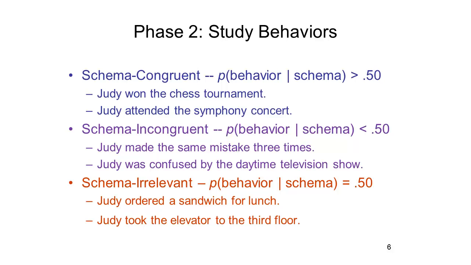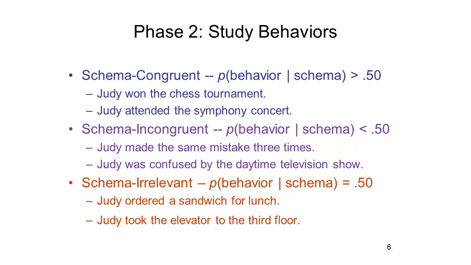Expressed in mathematical terms, for schema congruent behaviors, the probability of the behavior given the schema is greater than chance, greater than 0.50. Given that a person's intelligent, it's more likely that she won the chess tournament than not.